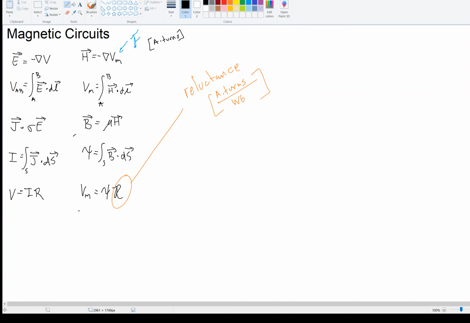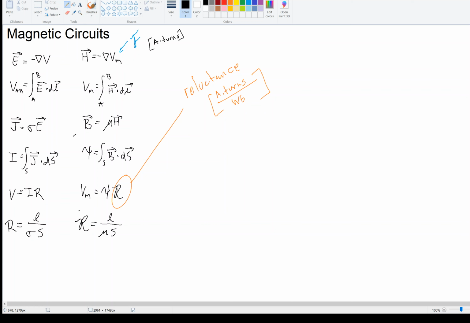Now, for a uniform conductor of conductivity sigma, length L, cross-sectional area S, we said the resistance was this thing. And it got really complicated for non-uniform conductors. We're not going to go there for magnetic fields. But for a uniform magnetic material of permeability mu, length L, and cross-sectional area S, the reluctance, then, it would not surprise you, is this. Nice.